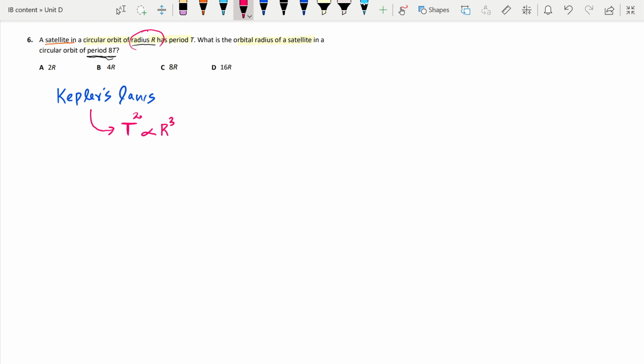With the help of this we can make a fraction. Before that you have to write a constant, and let's say this constant is k, so T squared equals k R cube. But if you remember the actual equation for Kepler's third law, it is basically G M T squared equals 4 pi squared R cube. So T squared equals 4 pi squared over capital G times mass capital M, times R cube. Here I am calling this thing a constant, so we will just write k.